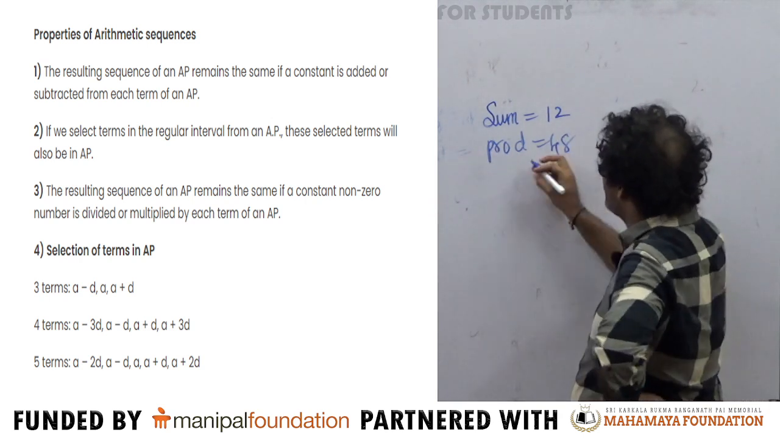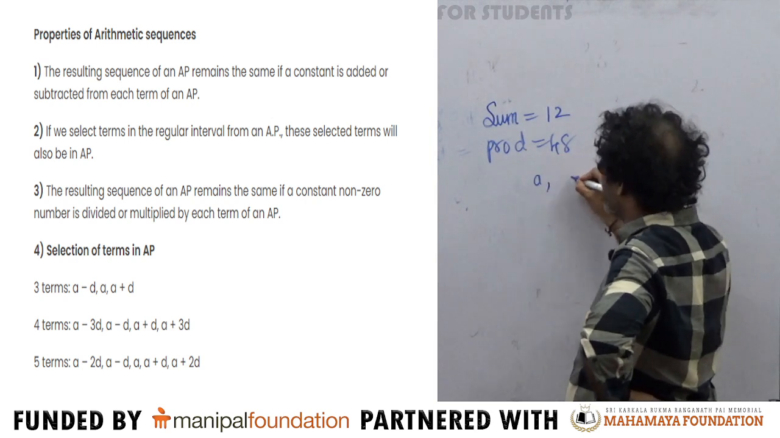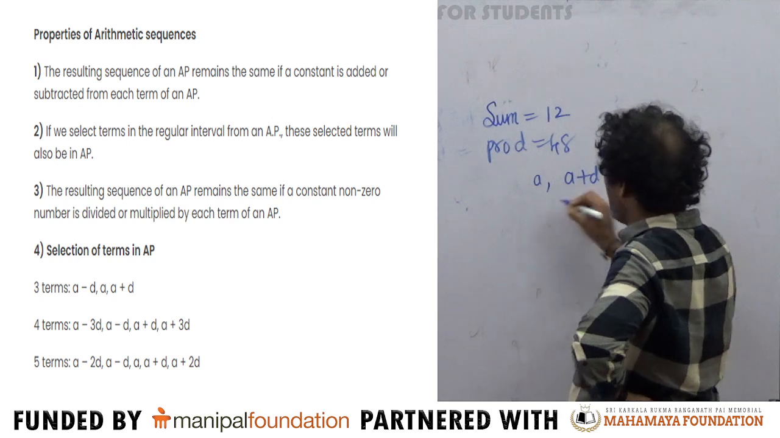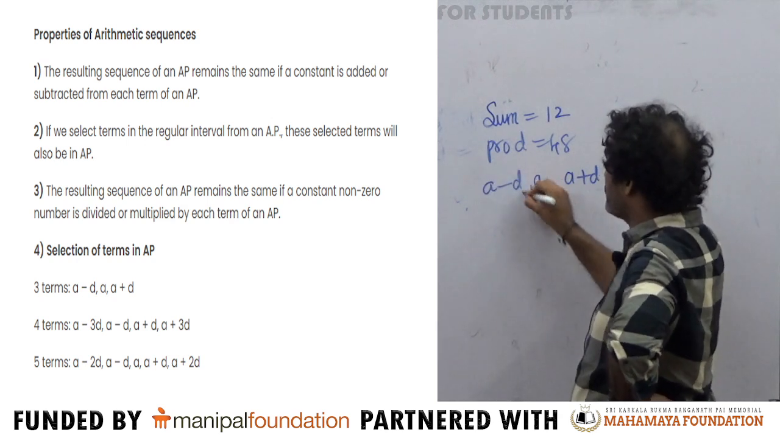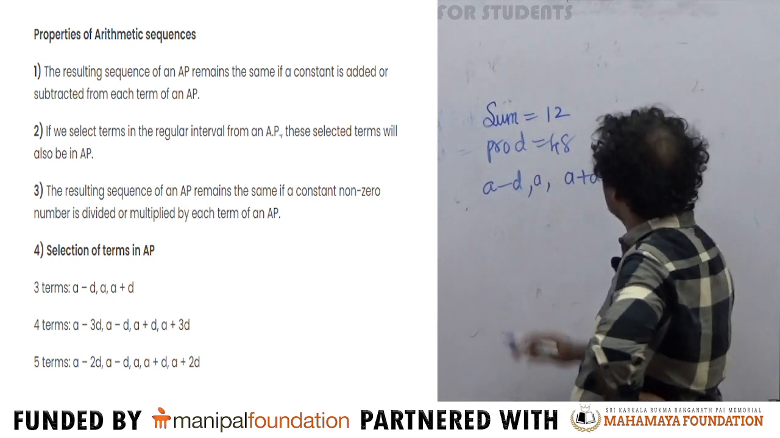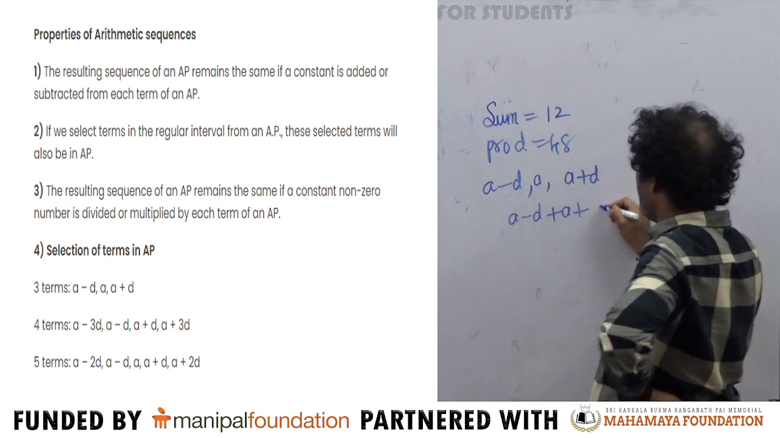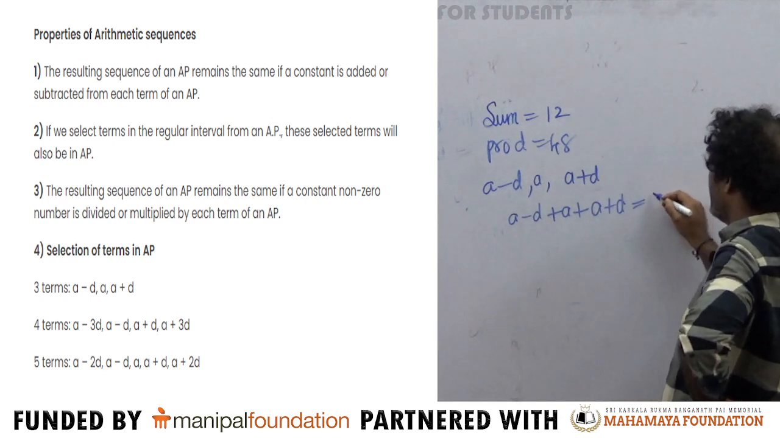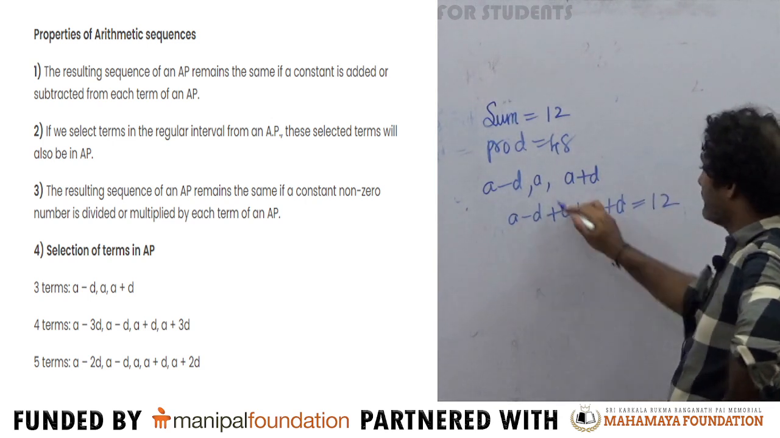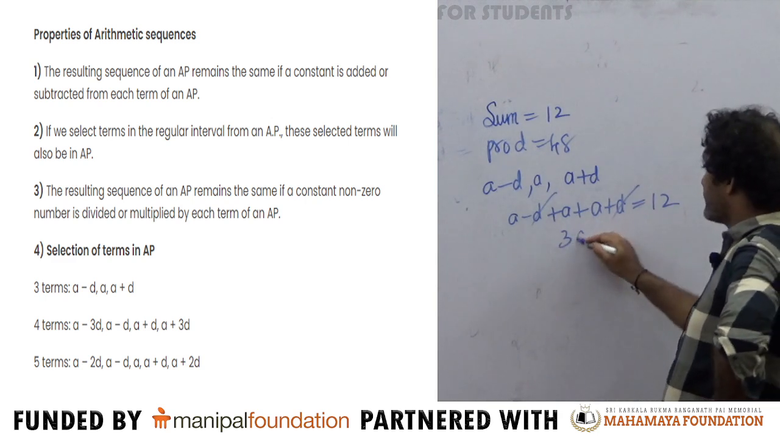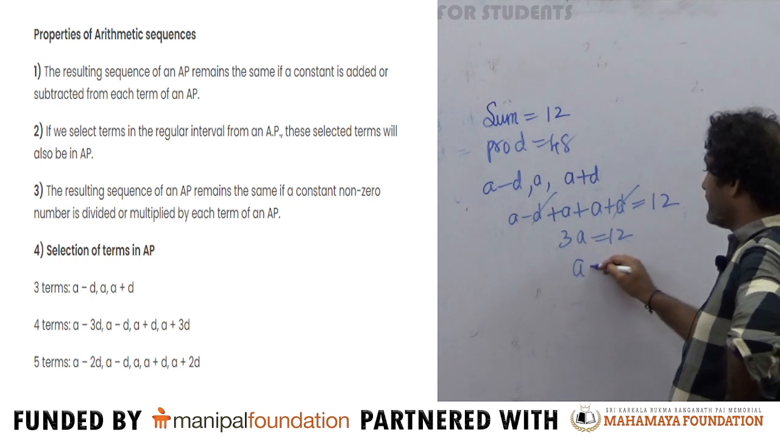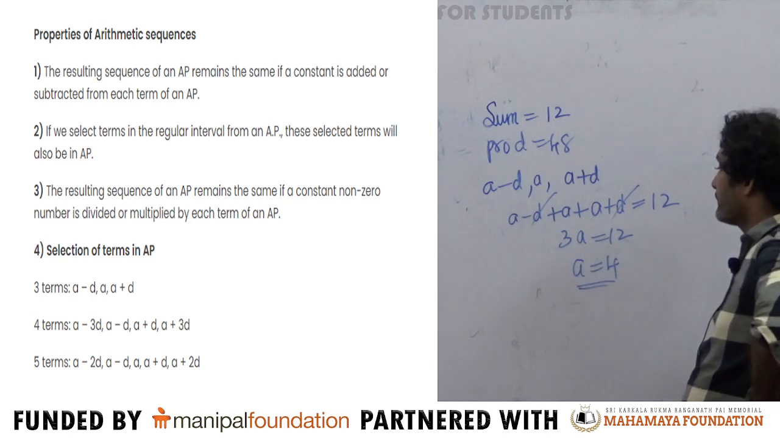In this case, you have to choose the middle term as A. If you want the next term, you add D. If you want the previous term, you subtract D. Correct? Sum means A minus D plus A plus A plus D. Sum is 12. D cancels, so 3A is nothing but 12. A is nothing but 4. Correct?